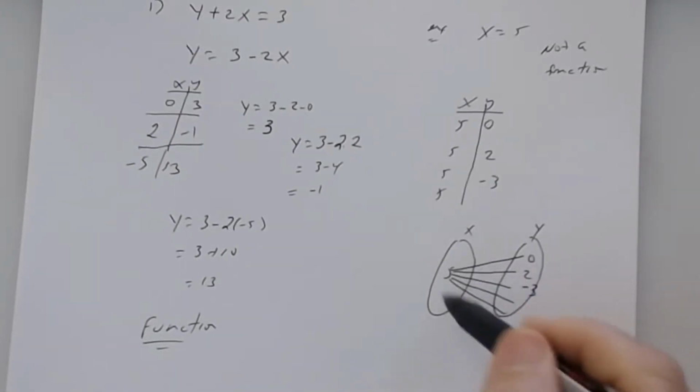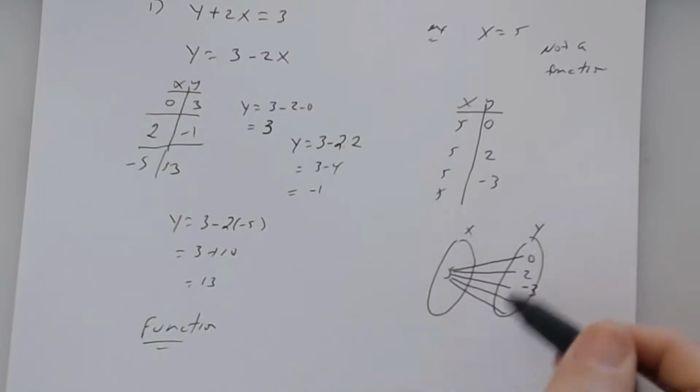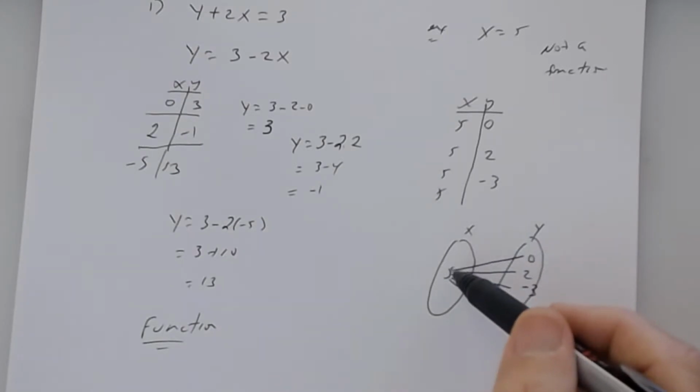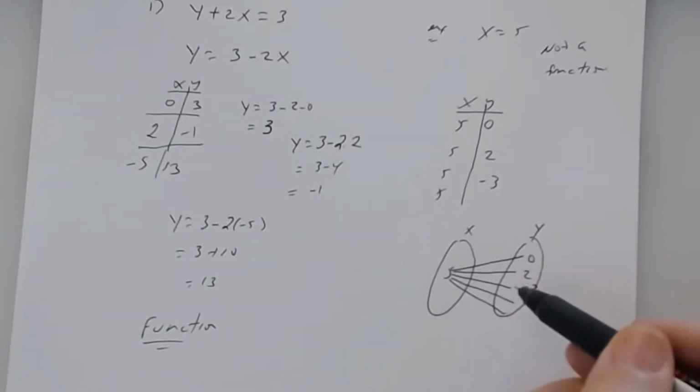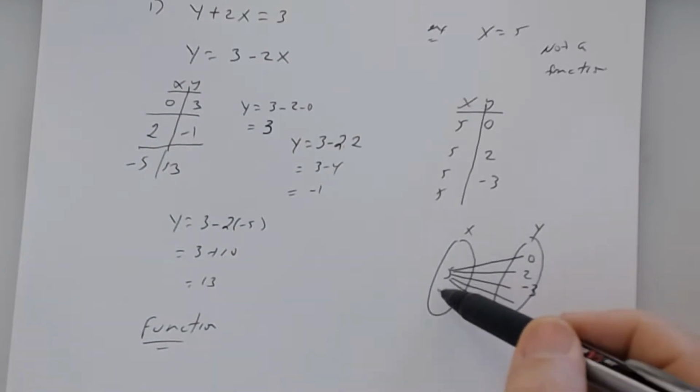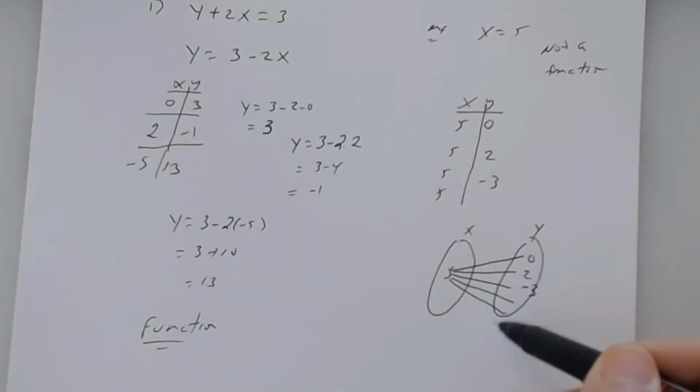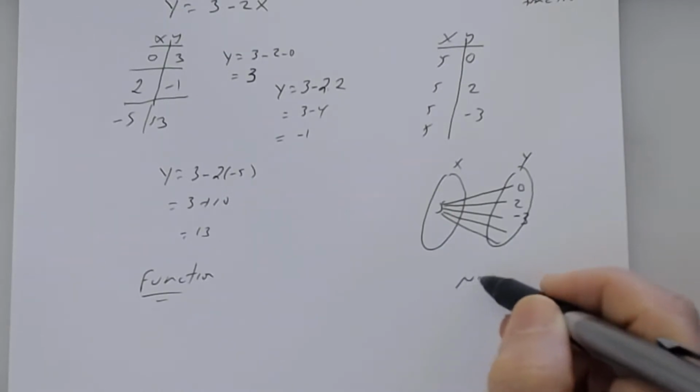Notice, is this a definition of a function? No, remember it says for each x coordinate there's got to be exactly one y. When x is 5, there's an infinite number of y values. So that's not a function.